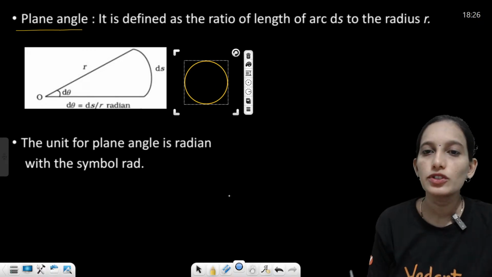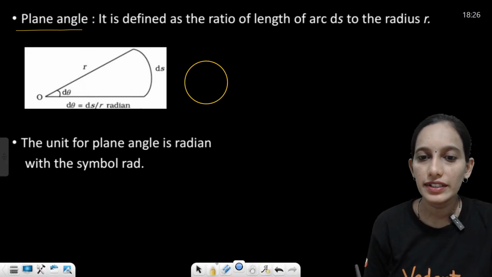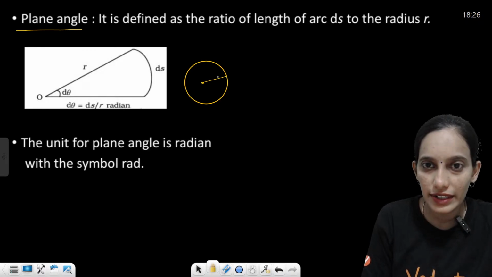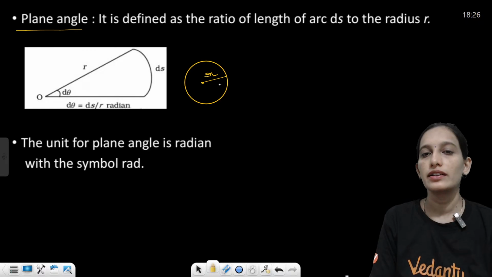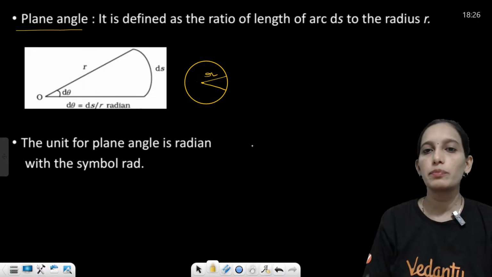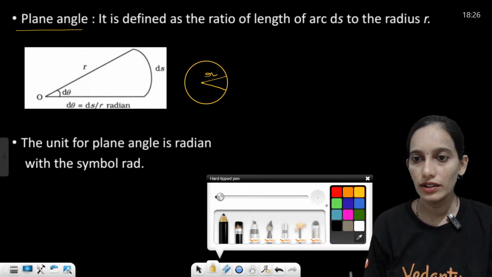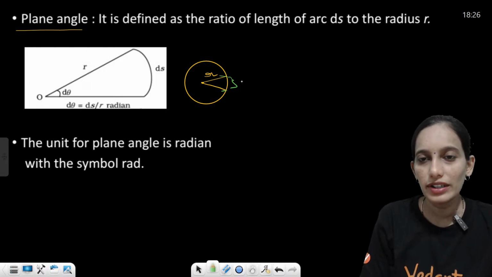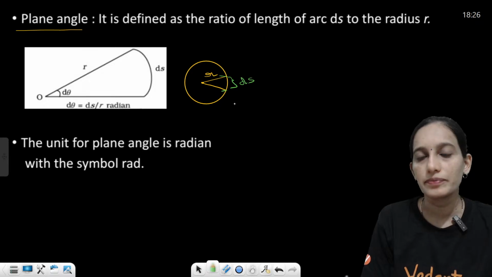Yeah, so we take a circle, and in it there will always be a radius, correct? Let us say we'll take an arc portion in that. So we have taken an arc portion. Okay, so this is our arc length. Usually we write it as s or ds, correct?